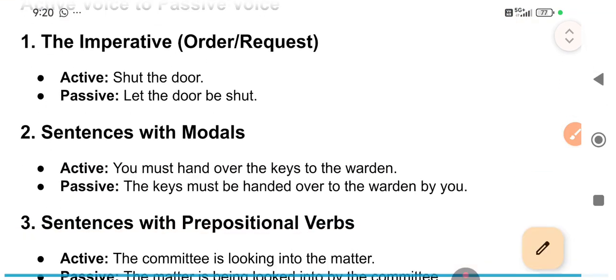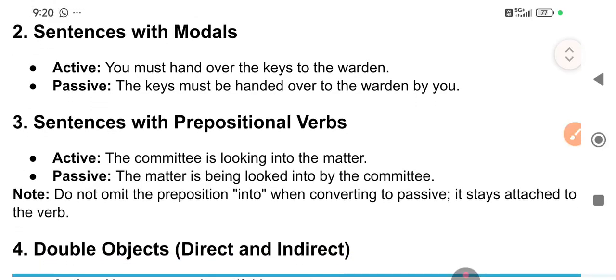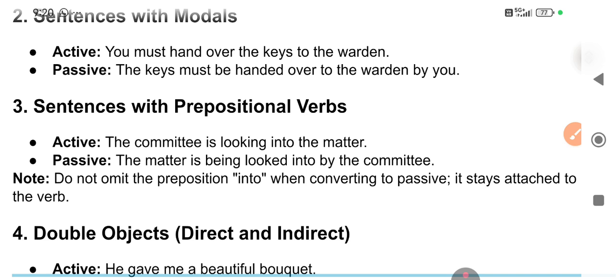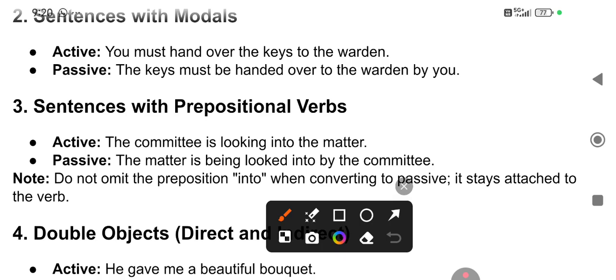So this is something for imperative sentences. Now sentences with modals. Modals are will, would, can, could, shall, should, may, might, must, have to, right? Suppose must, should, ought to. Such words are called modals. So: you must hand over the keys to the warden. Of course, the rule is that you have to find out the object. The object is the keys. But here must, the modal, will be followed by be.